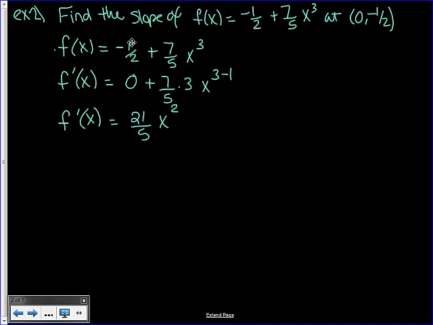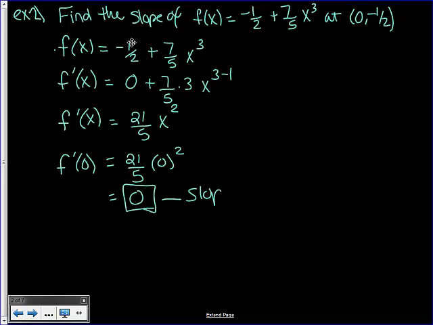Well, they asked for the derivative at 0, -1/2. So I still have to take the derivative, and now I'm just going to plug in 0. So f prime of 0 is 21 over 5 times 0 squared, which is just 0. And that is, again, my slope, or in my equation, it is my m. Because remember, slope from Algebra 1 was always m.